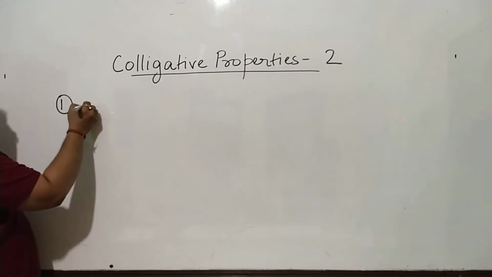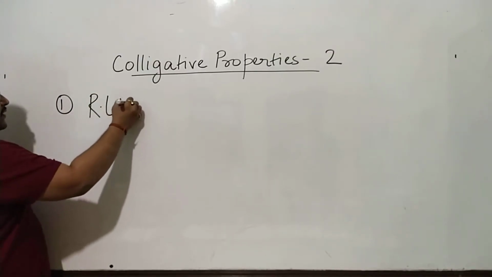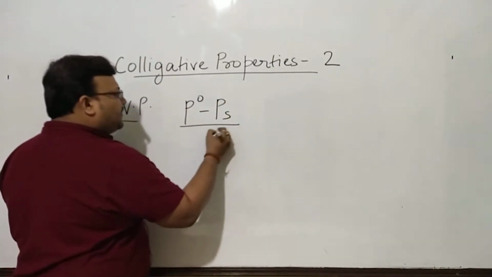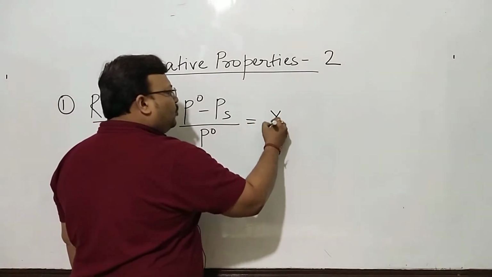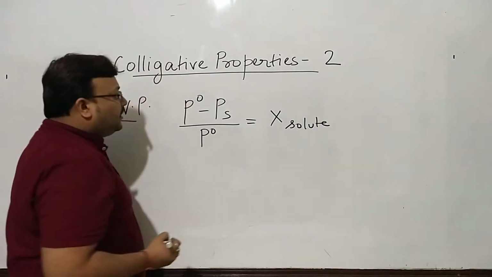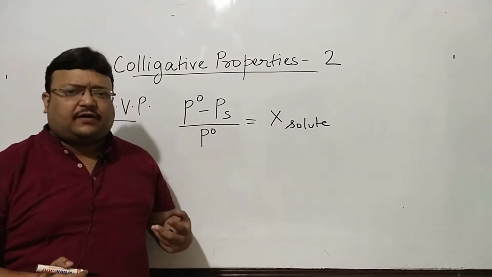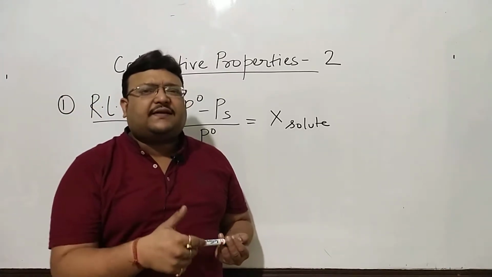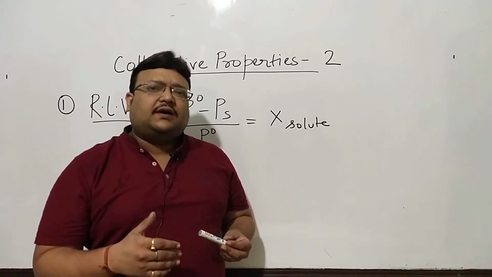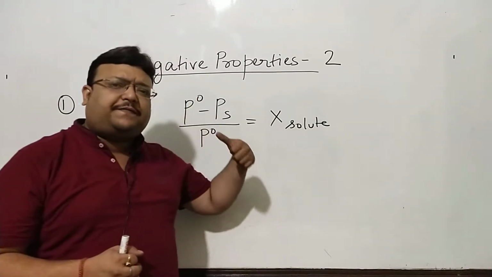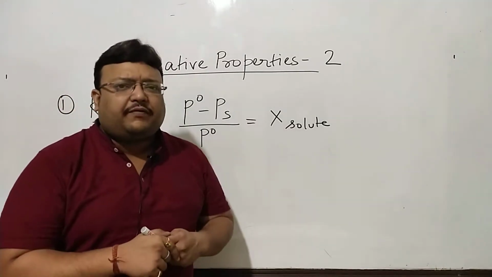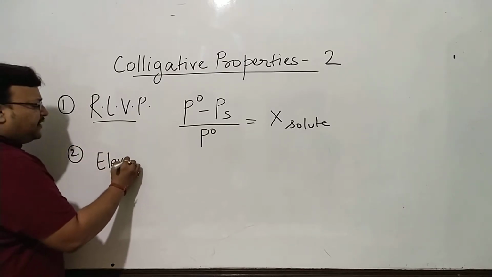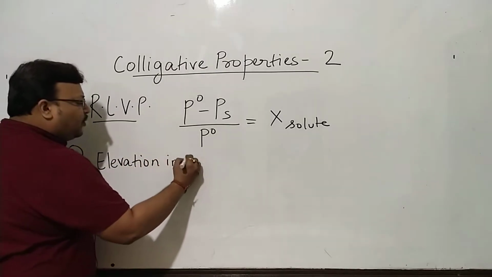Now the first colligative property, which is relative lowering of vapor pressure, and the corresponding result was P naught minus Ps upon P naught equal to the mole fraction of the solute. And there were 3 more colligative properties left. I told you there are all in all 4 colligative properties in our syllabus. We'll begin with the second colligative property today, which is actually a consequence of the first colligative property. So the second property we begin with today is what's called an elevation in boiling point. Elevation in boiling point.